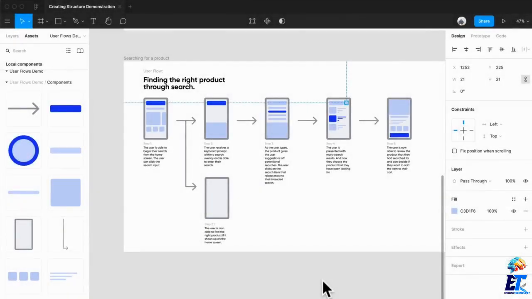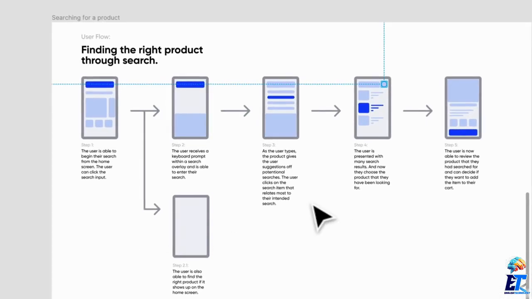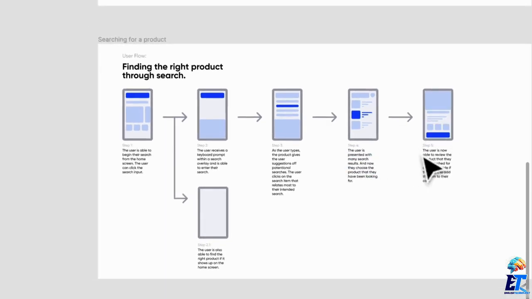Hey, let's jump right back into creating some more user flows. So, where did we leave off last? Well, we actually finished creating the user flow for finding the right product through search. And right at the end, we finished with the product description page. And I think that's a good kickoff to possibly adding an item to the cart.